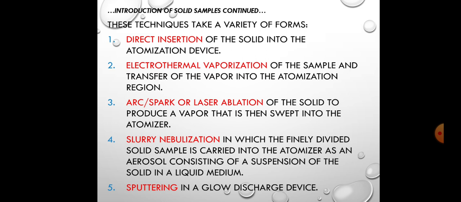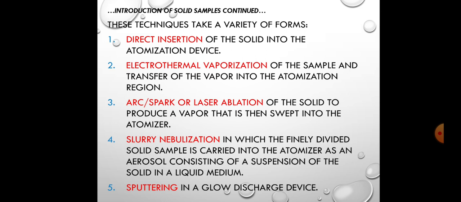In electrothermal vaporization of the sample, we transfer the vapor into the atomization region. So we use electrothermal vaporization to evaporate the sample by heating, and then the vapor will be introduced to the atomization region. Other methods are arc and spark or laser ablation of the solid to produce a vapor that is then swept into the atomizer. So we use arc, spark, or laser to evaporate the sample.